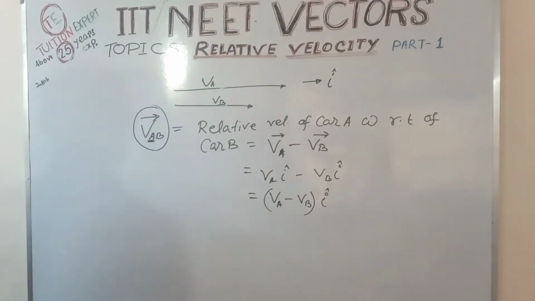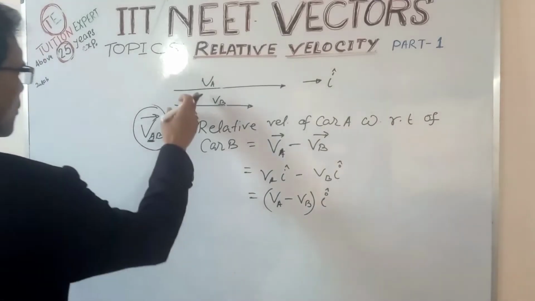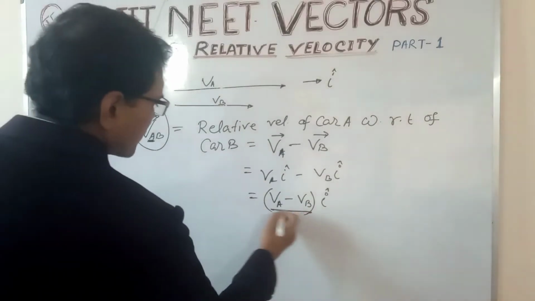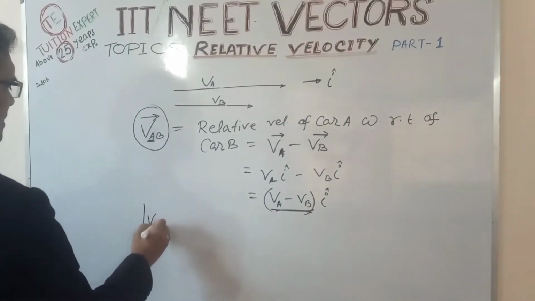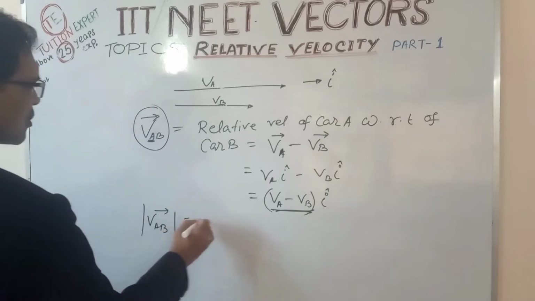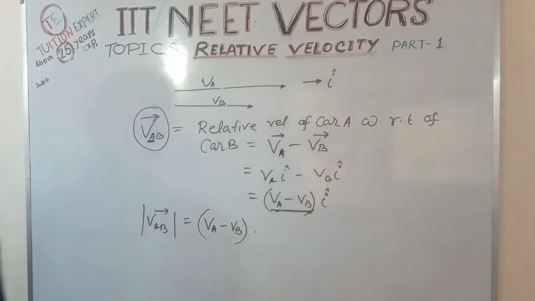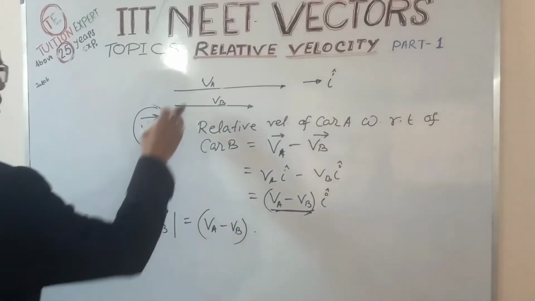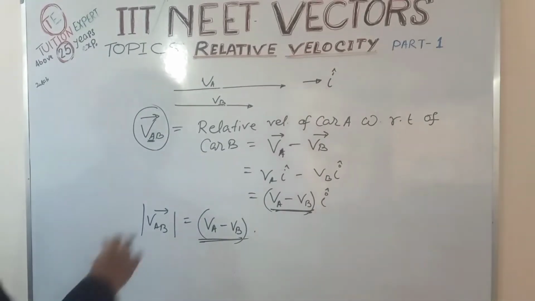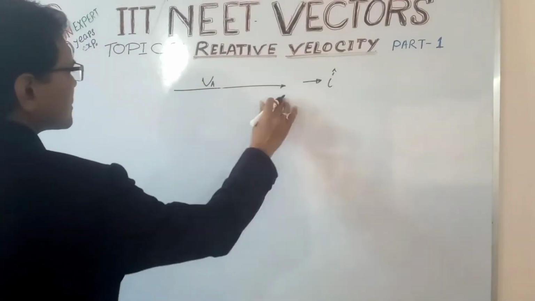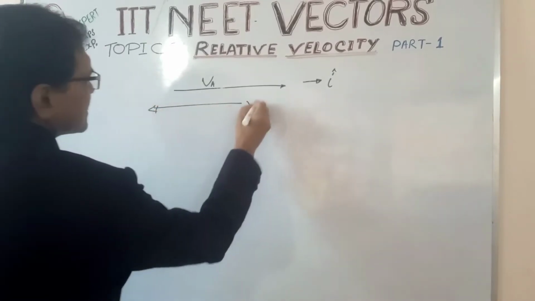So when two bodies move along the same direction, then their velocity with respect to one another will be the difference of their velocities. The magnitude will be the difference of the velocities. Now what is the magnitude of this? This equals VA minus VB. So if two cars move in the same direction, then the velocity of one with respect to the other will be the difference of their velocities.